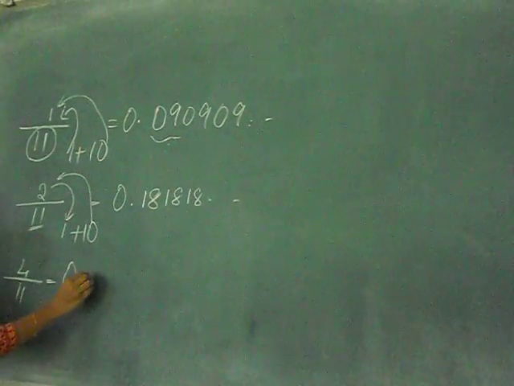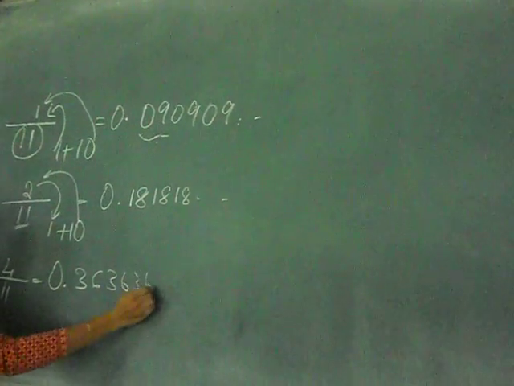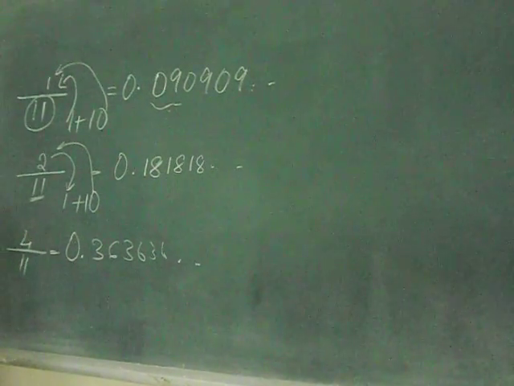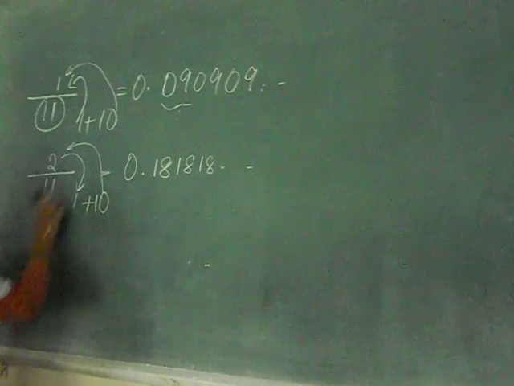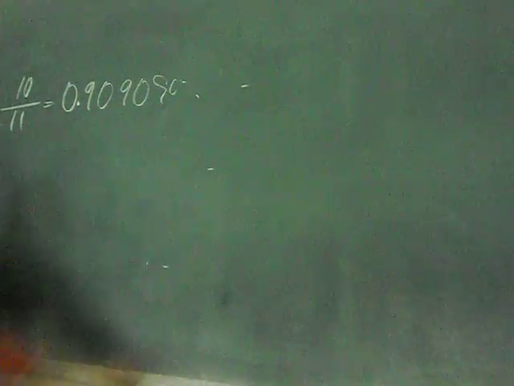Another example, 4 by 11 will be equal to 4 minus 1, that is 3, and 10 minus 4, that is 6. So 36, 36, 36 etc. It could be used for any number which is less than 11. For example, if we have to divide 10 by 11, we just put a decimal point, and then 10 minus 1 will be 9, and 10 minus 10 will be 0. So the answer will be 0.909090 etc.